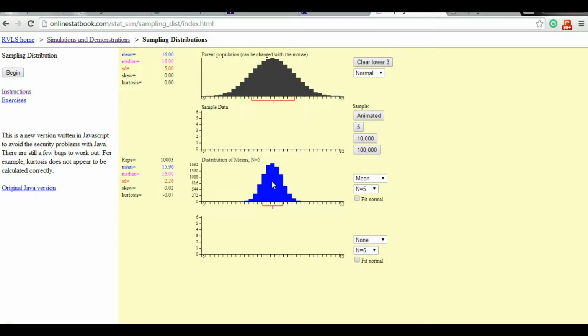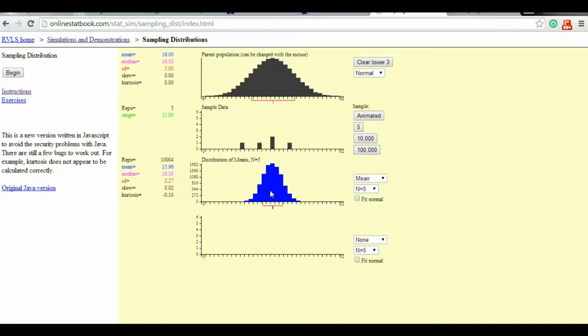And the reason is that when we take 5 people out, and let's say we just do 5 people, and we plot the mean, we put it into this distribution. Okay, what happens is when we're plotting those means, our variation will decrease.